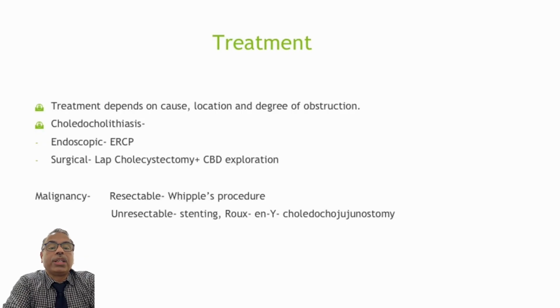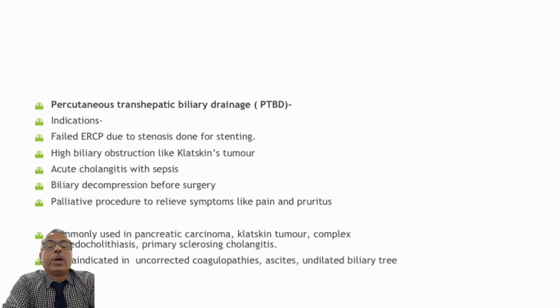In those cases, we can do stenting via ERCP, which we have already seen. We can also do stenting while doing endoscopic ultrasound, which we have already discussed. Or, if it is a biliary stricture, we can do a balloon dilatation. Or we can do some surgical procedure like Roux-en-Y choledochojejunostomy to bypass the obstruction.